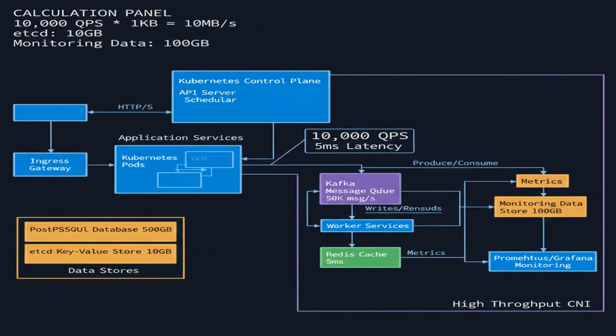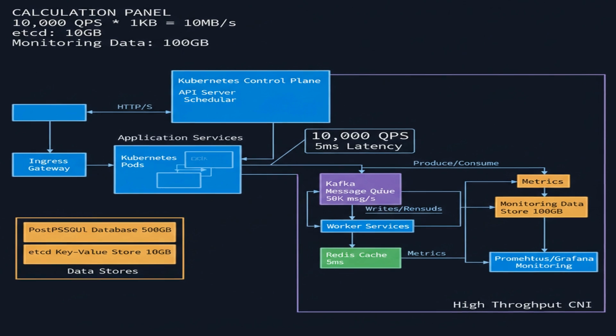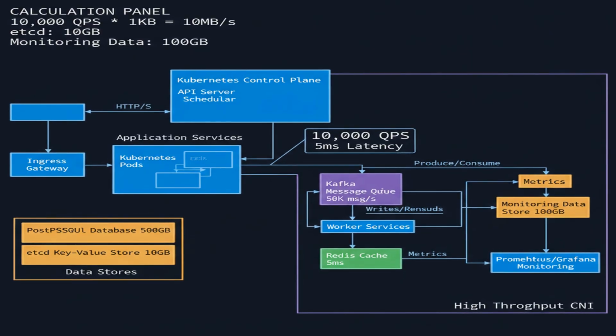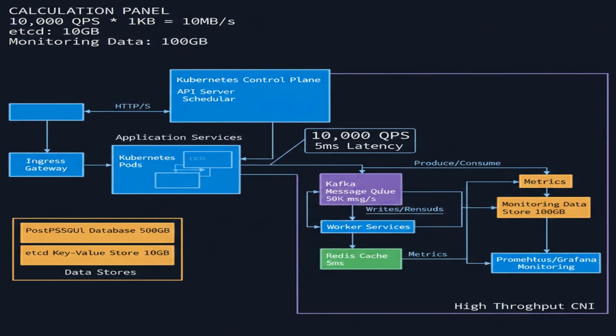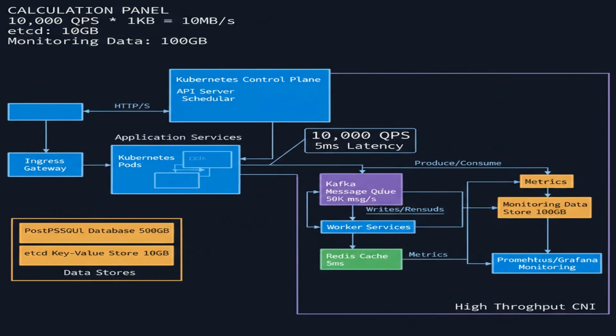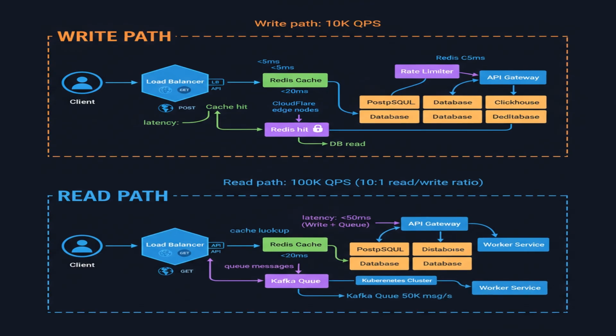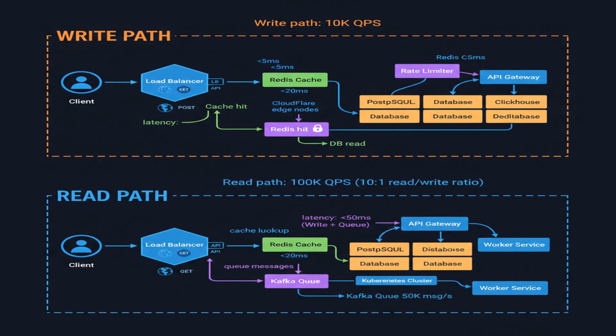Bandwidth between pods will be significant, so we need a CNI plugin that provides high throughput. This estimation is crucial for understanding the scale of the system and making informed design decisions later on. Remember this estimation. It will be useful when we discuss scaling strategies. With the foundation in place, let's tackle the high-level design.